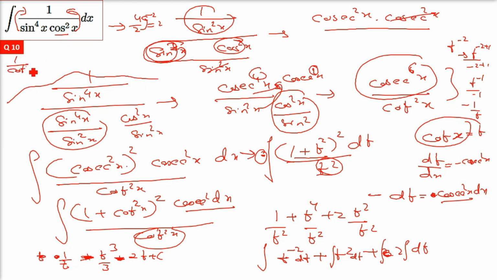So 1 by cot x, that will form a tan x, of course. Minus t cube by 3. What is t cube? t was cot x. So cot cube x by 3. What is the third term? Minus 2t. t was cot x. So 2 cot x plus constant of integration.